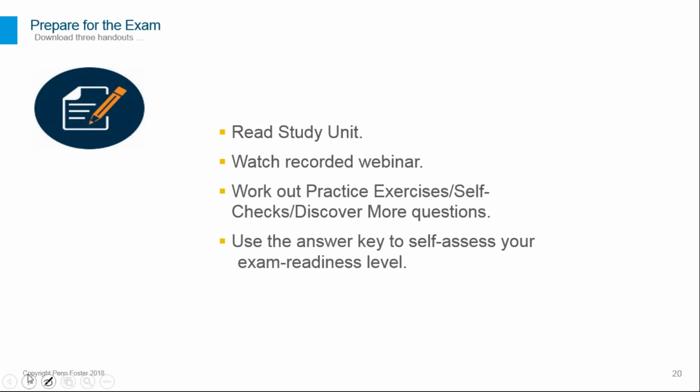You want to compare your answers for the practice exercises or the discover more questions within your lesson with the answer key provided. The answer key is there for you, and that's not cheating or anything. We intentionally have those answer keys there for you. So when you work up the problem, you had an answer, and you're not sure if that answer is correct, then look at the right answer and compare. That way you're able to assess yourself. If most of your answers are correct, probably you're ready for the exam. If most of them are incorrect, please do not proceed to the exam.